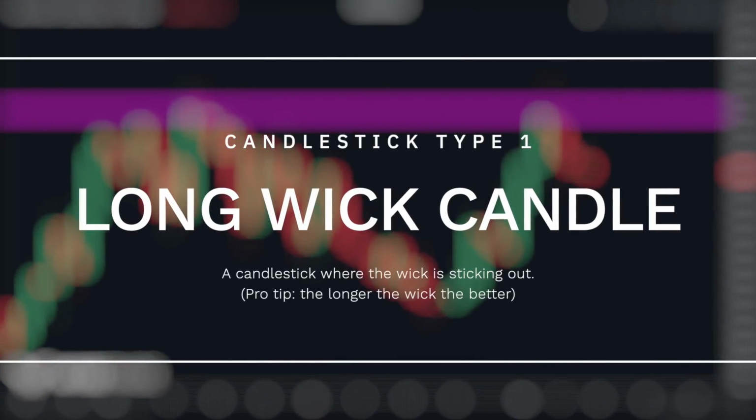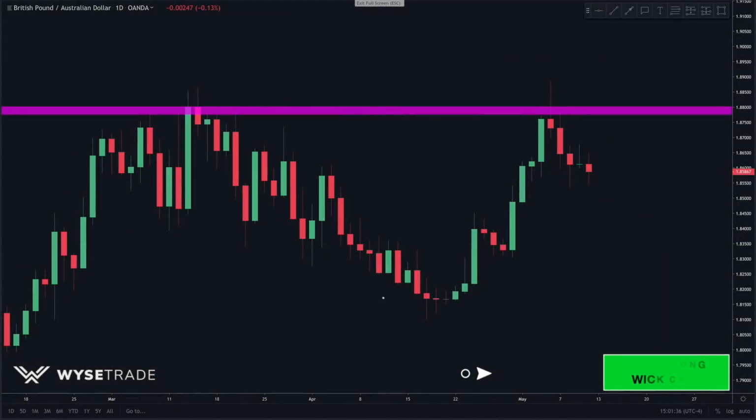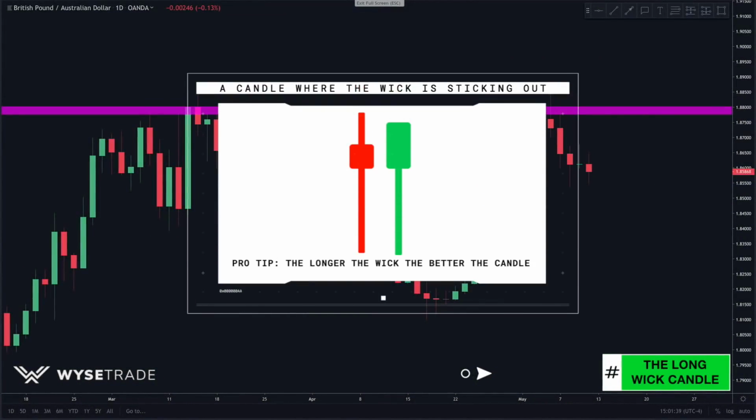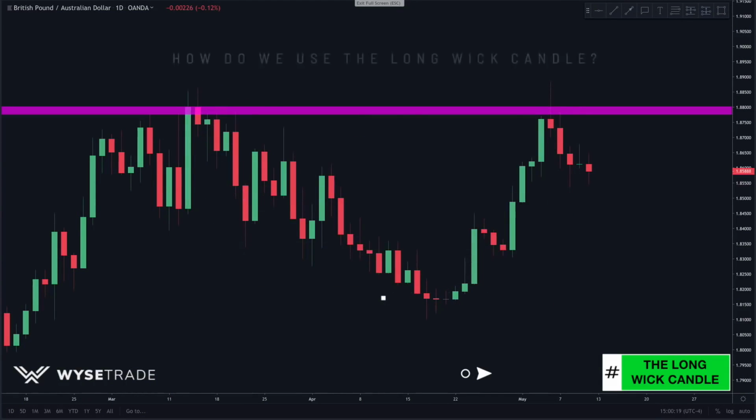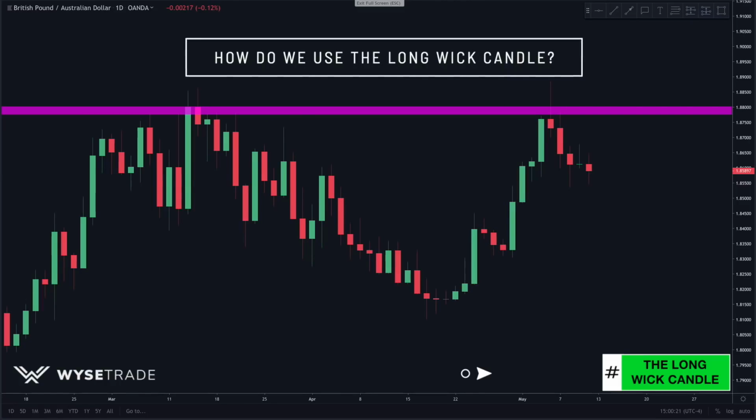The first candlestick type we look for is the long wick candle. A long wick candle looks like this, where the wick is sticking out. And a pro tip, the longer the wick, the better the candle. So how do we use this candle type?